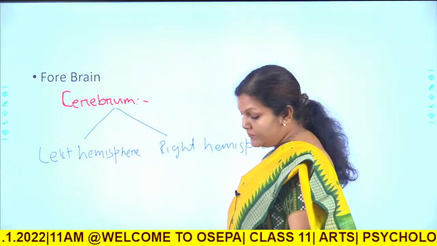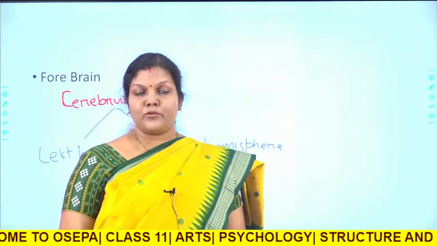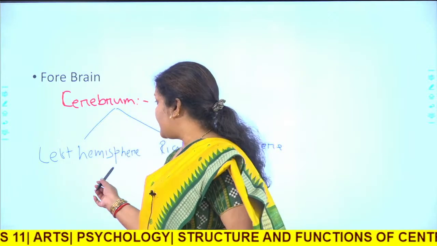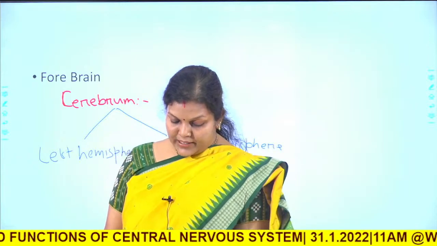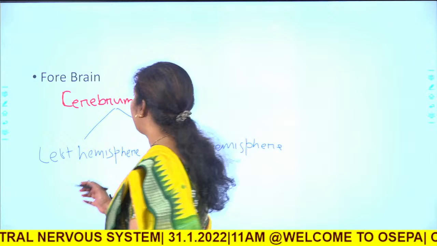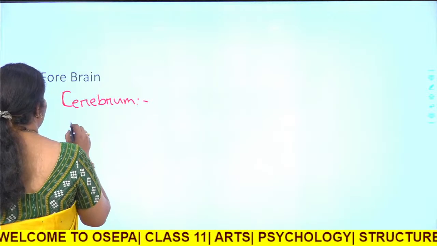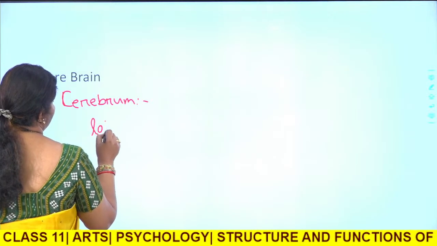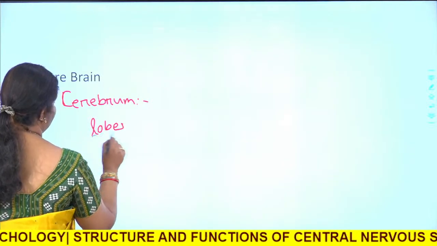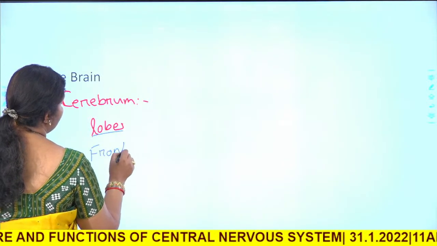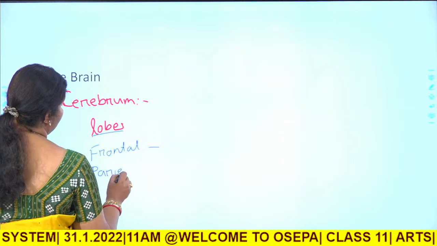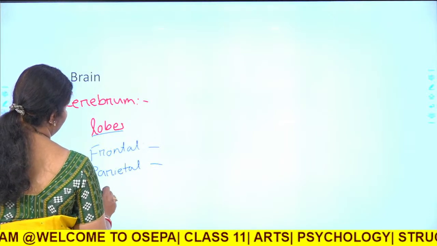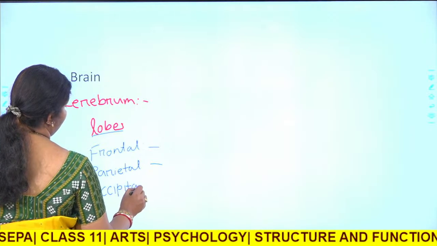And each of the hemispheres is divided into four different parts, or we can call them lobes. They are frontal, parietal, occipital, temporal.